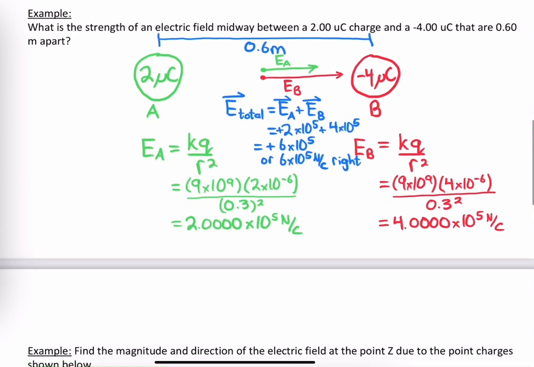One thing I'm realizing here is that in this first example, we actually gave a little bit more information than we needed to. We were asked for the strength of the electric field, which really means the magnitude. So in our final answer, which was down here, 6 times 10 to the 5 newtons per coulomb, we didn't need to actually say that it was to the right. It is to the right, but we were only asked for the strength or the magnitude, not the direction. So we gave a little more information there than we needed to, but that's totally fine.